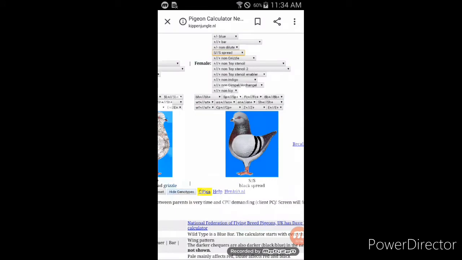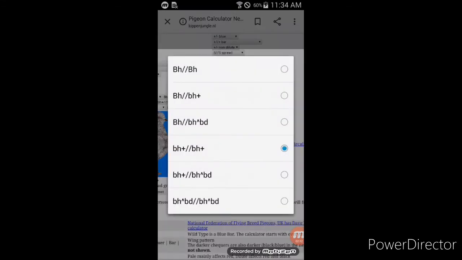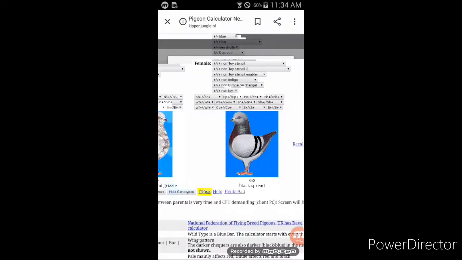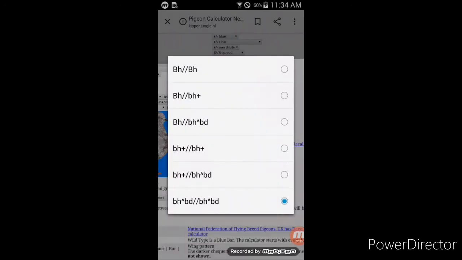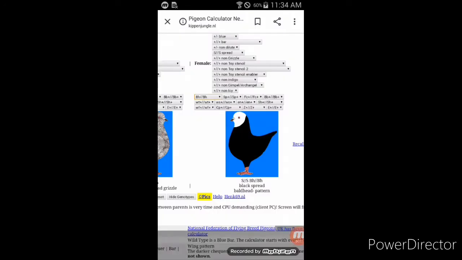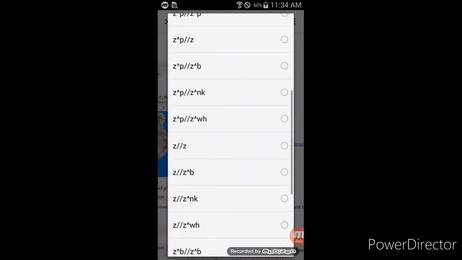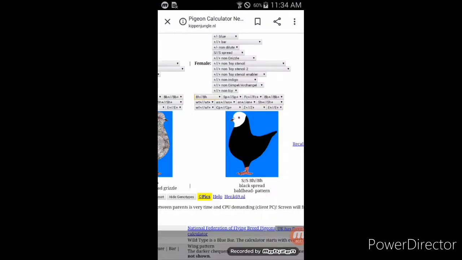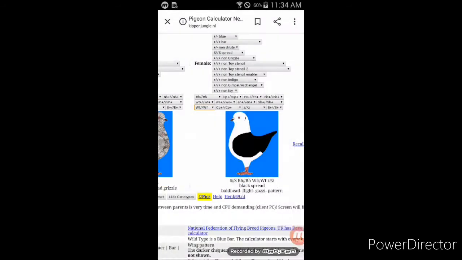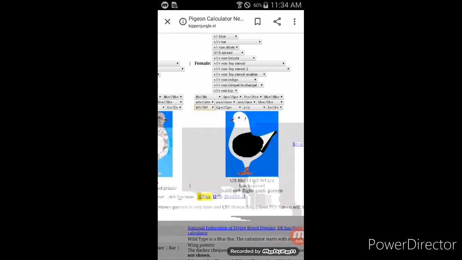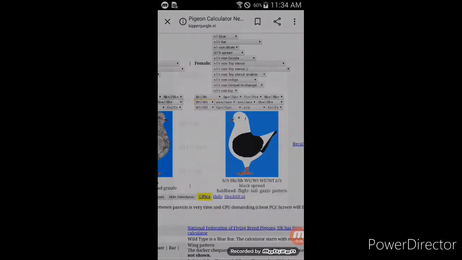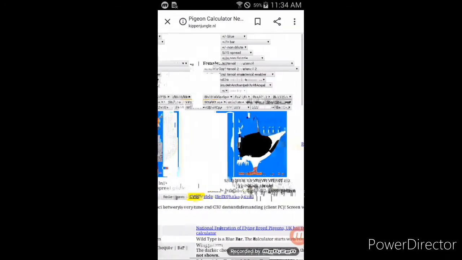She has a bald head. Oops, a bald head. And she's got the saddle pattern, which is ZZ and the Ghazi. Okay, so that's my hen. She also has white flights, and she also has a white tail. Okay, so that's the hen in my pairing.